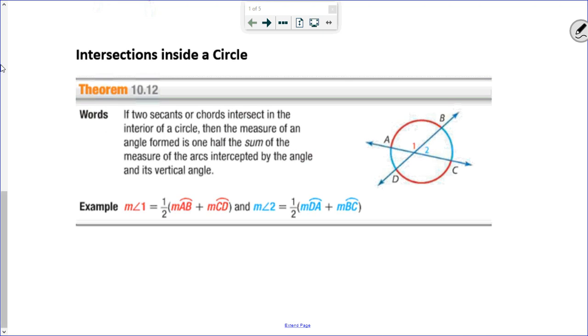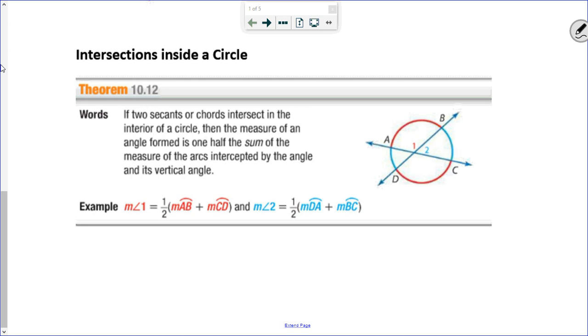So, intersections inside a circle. Theorem 10.12: if 2 secants or chords intersect in the interior of a circle, then the measure of an angle formed is 1/2 the sum of the measures of the arcs intercepted by the angle and its vertical angle.